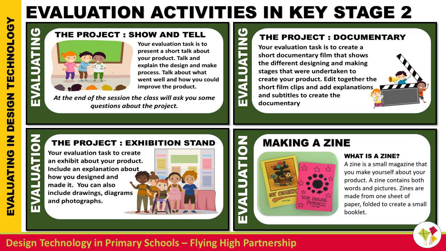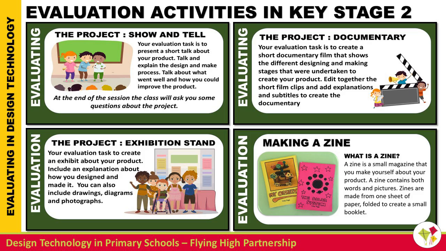Children could be tasked with making a small documentary film about their product that includes film clips or photographs that show the stages of the creative process of designing and making their product and also shows how the product functions. As an alternative, children create an exhibition stand about their product, again which explains the creative process of designing and making it, and it can include designs, photographs, pictures and explanations about how the product was created.